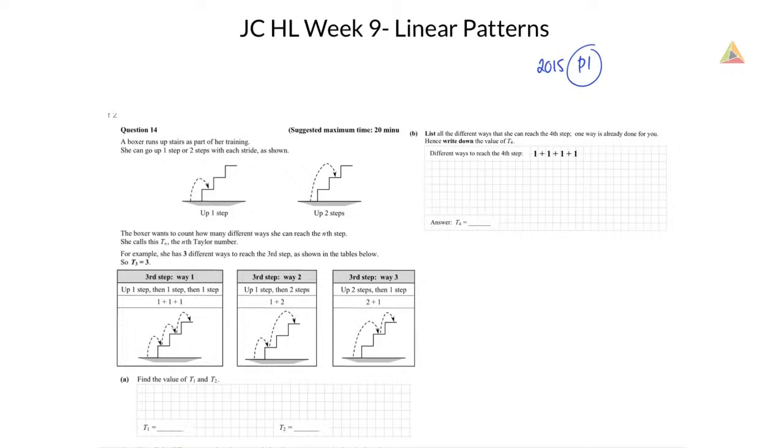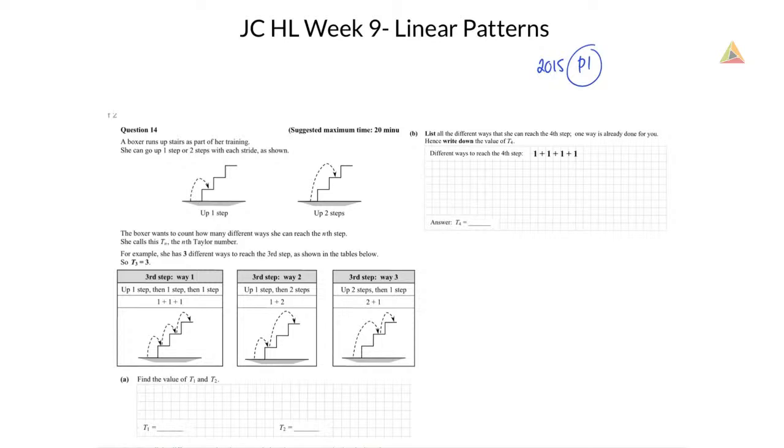So the first way she can do it is up 1 step, then 1 step, then 1 step. That's the first way. The second way that she can do it is go up 1 step and then 2 steps. Or she can do it a third way, go 2 steps and then 1 step. So there's 3 different ways that she can do it. Now the first question there is find the value of T1 and T2.